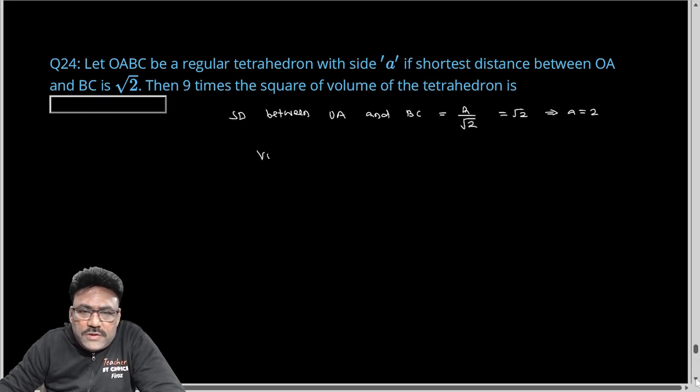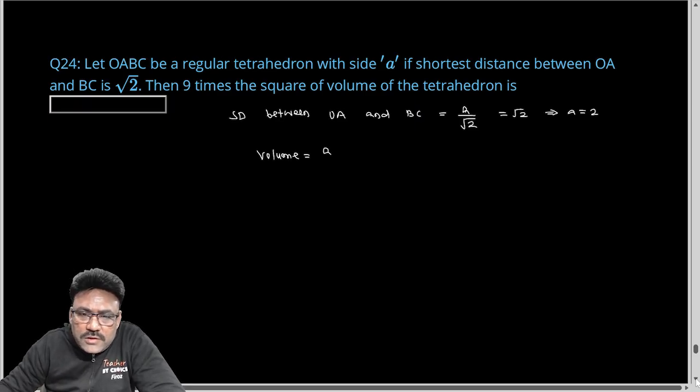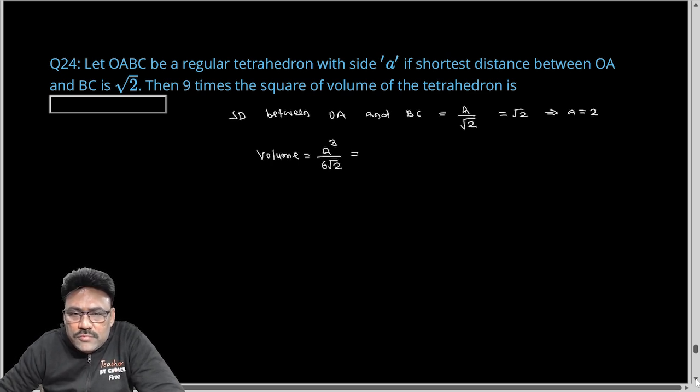And the volume of the tetrahedron again is a straightforward formula. In fact, you should keep these formulas in your mind. If OABC is a regular tetrahedron with side length a, the shortest distance between OA and BC will be a by root 2, and the volume of the tetrahedron is a cube by 6 root 2. a is what? a is 2. So I got here 8 by 6 root 2.